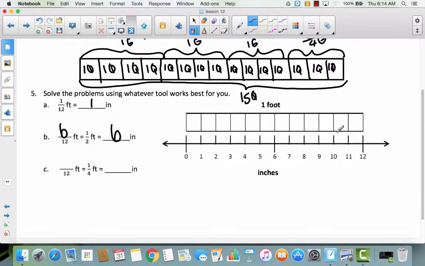So how could I put this into 4 groups? I've got 12, and I want to get 4 groups. What if I divided this into 4 parts? So here would be half. I'm going to use a different color. This would be half, and then I divided this in half, and I divided this in half. So now I've got 1, 2, 3, 4 parts. So 1/4 would be equal to 3 out of 12, which is equal to 3 inches.